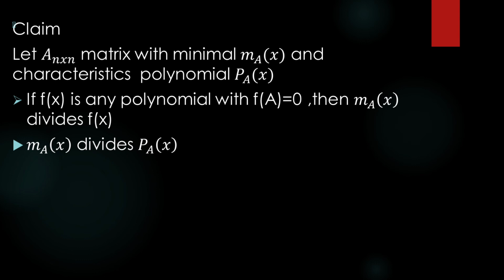So we have another claim here that if you have an n by n matrix, a square matrix A with a minimal polynomial m_A and a characteristic polynomial p_A, if f(x) is any polynomial with f(A) being equal to 0, then it will mean that again this minimal polynomial will divide f(x). That is true. And again, the minimal polynomial always divides the characteristic polynomial. So that's a claim and can be proven.